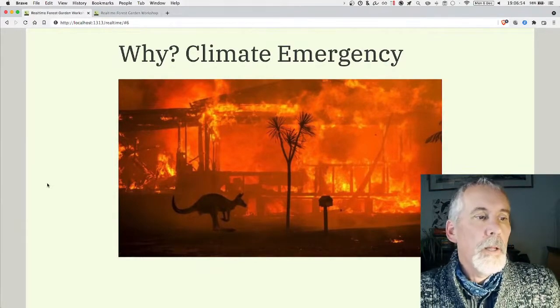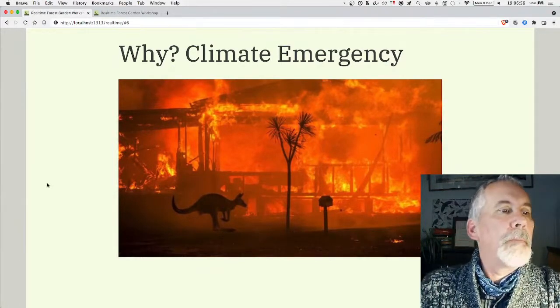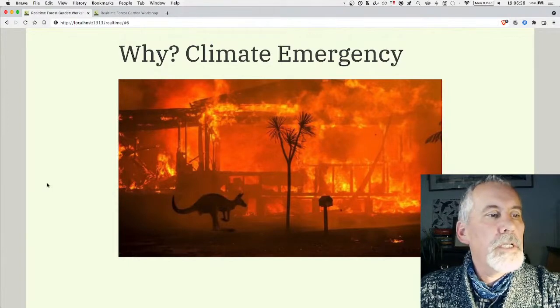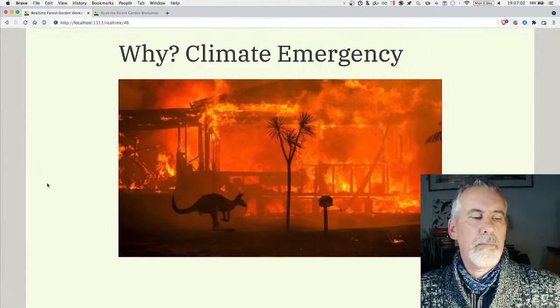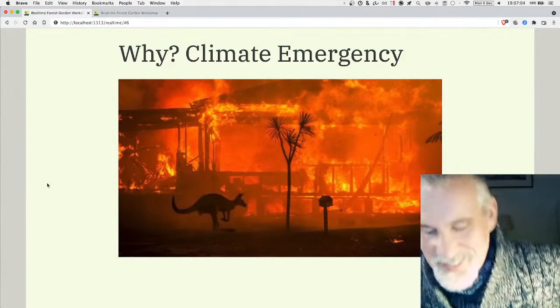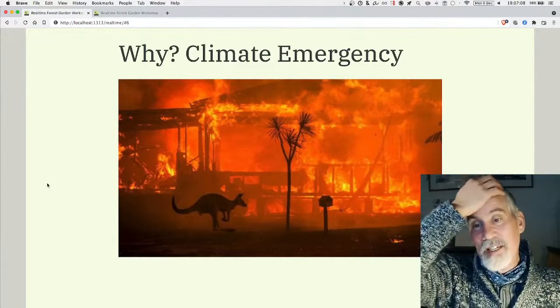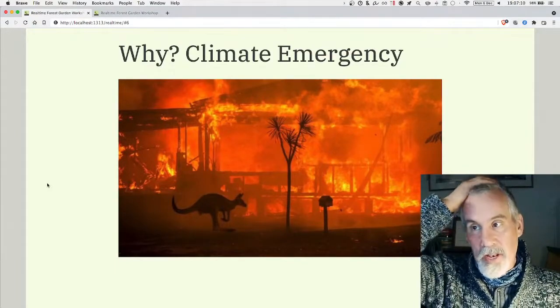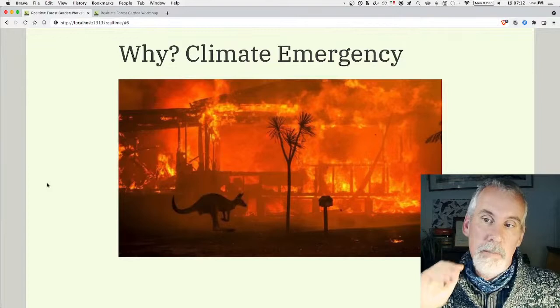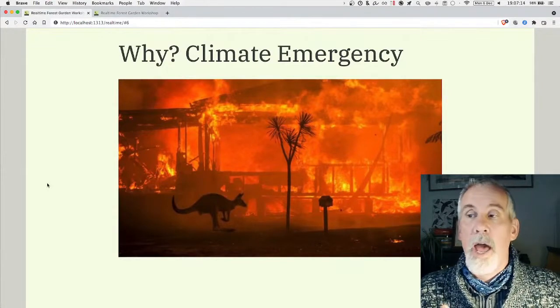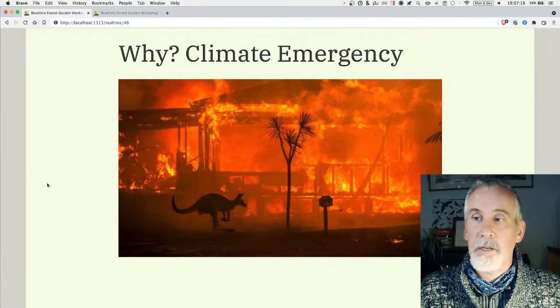I've been banging on and on about the climate emergency for, I don't know, 12 years, I think it is now. And it is a bit frustrating, the lack of engagement. This is the main reason why I got into gardens, and it's the main reason I got into forest gardening.